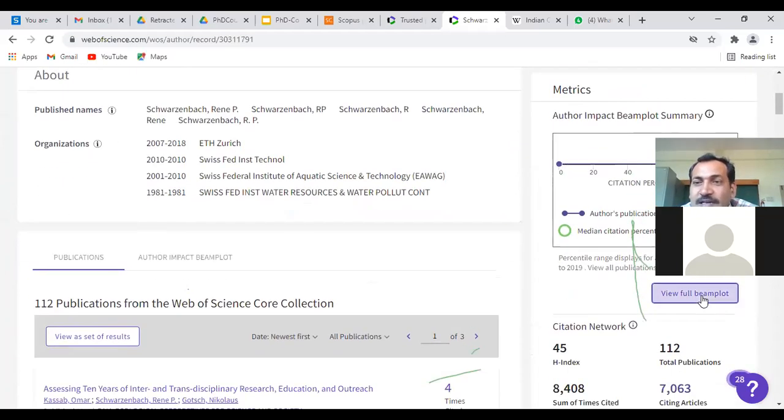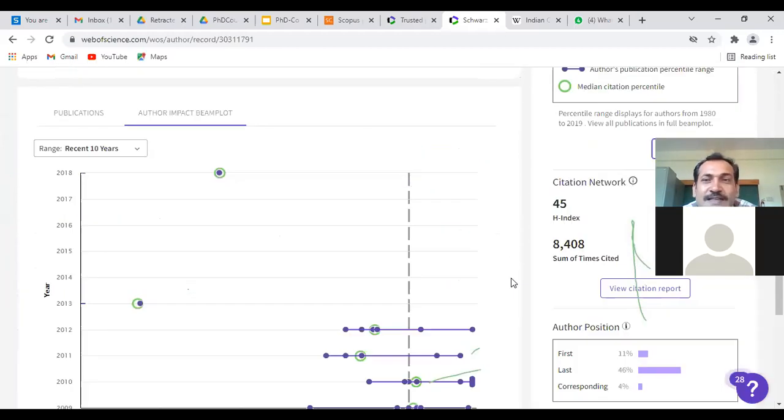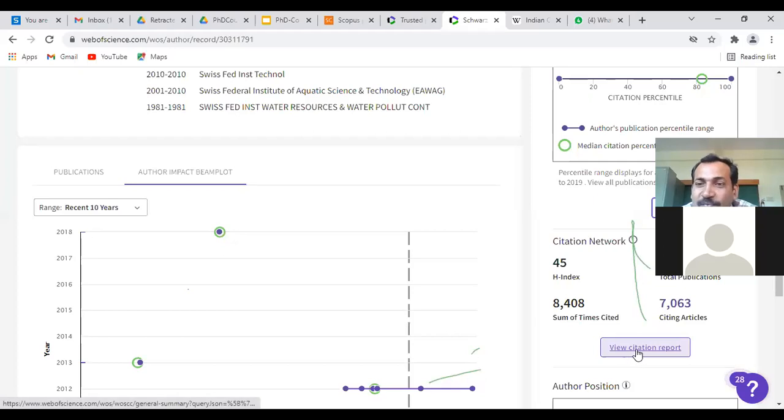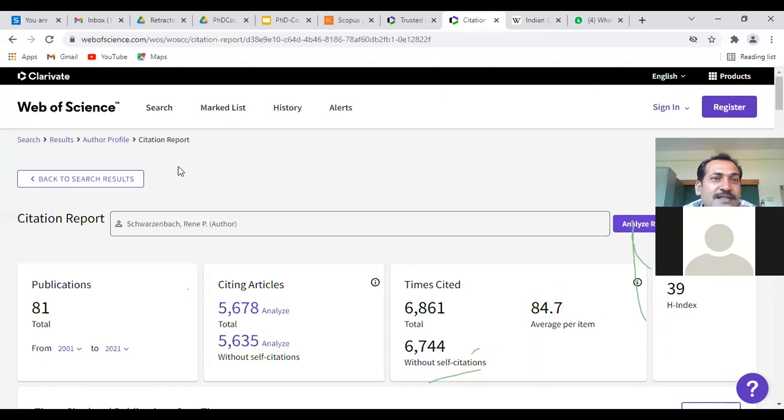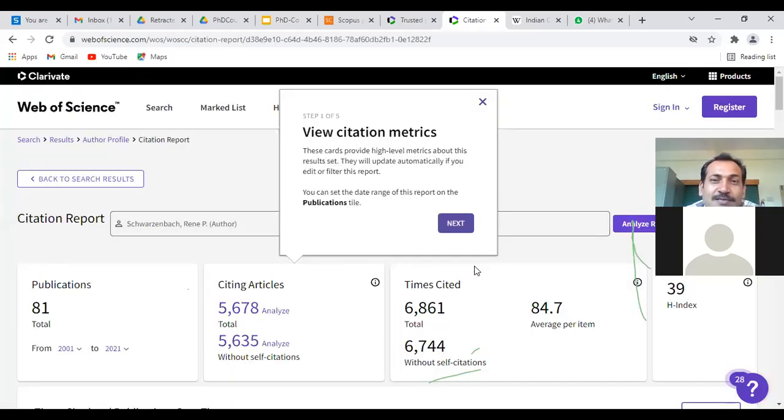Or if we see the full beam plot, we will see various types of plots. Or if we want to see the citation report, if you click here, you will see the citation report, right? So how to analyze that? Let us see. They have just modified the website, so they are guiding us on how to take information from this website. So let us see what they tell.